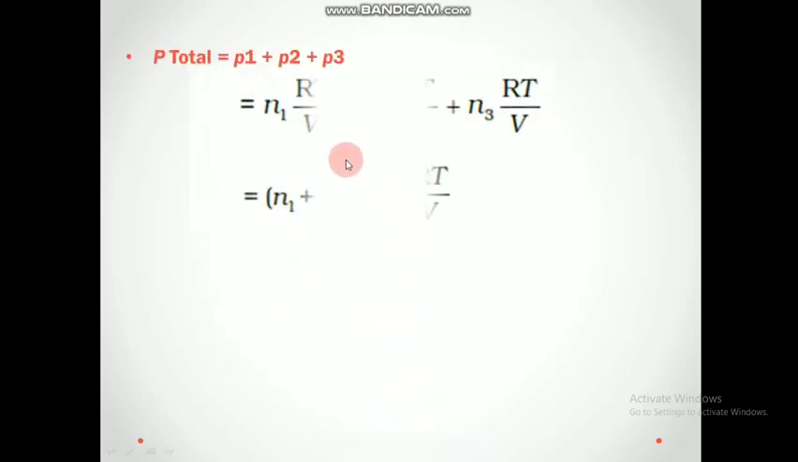So we are substituting that. That becomes N1 RT by V plus N2 RT by V plus N3 RT by V. And we are taking this N1, N2, N3 as common. So we are getting this equation: N1 plus N2 plus N3 into RT by V. So here we have got the equation for P total, and this we have to apply in the mole fraction equation.